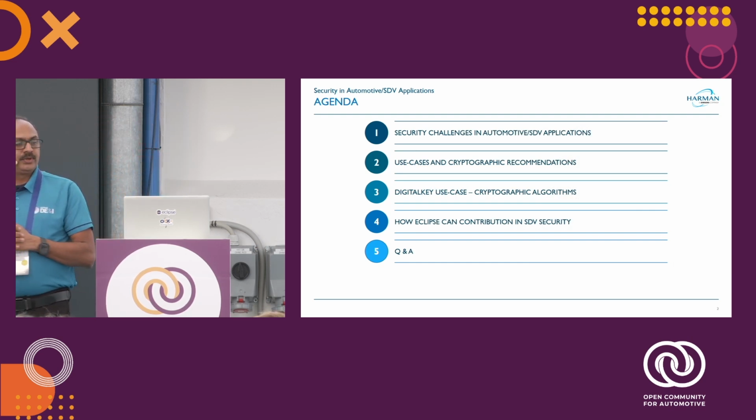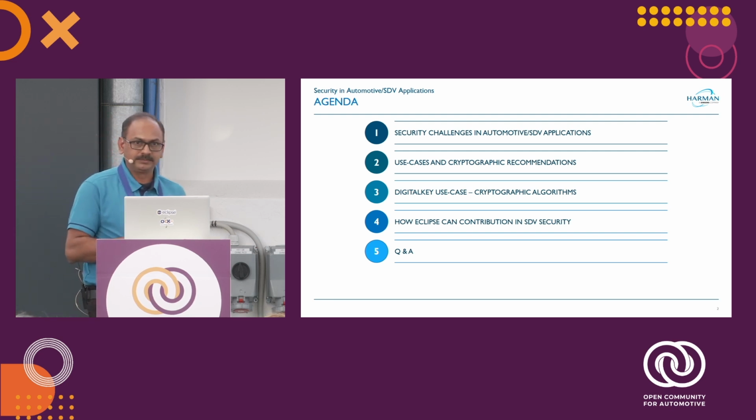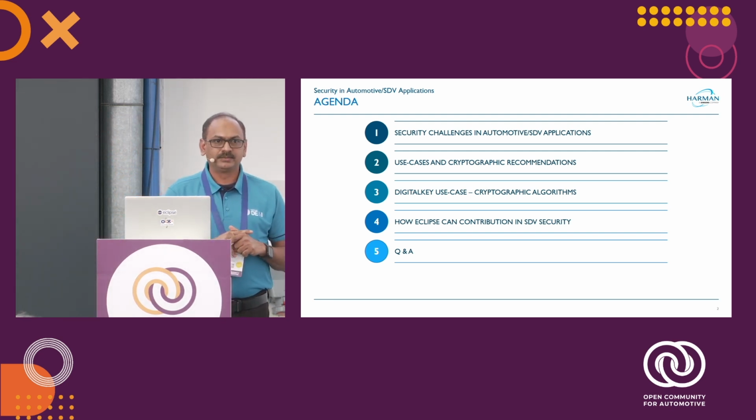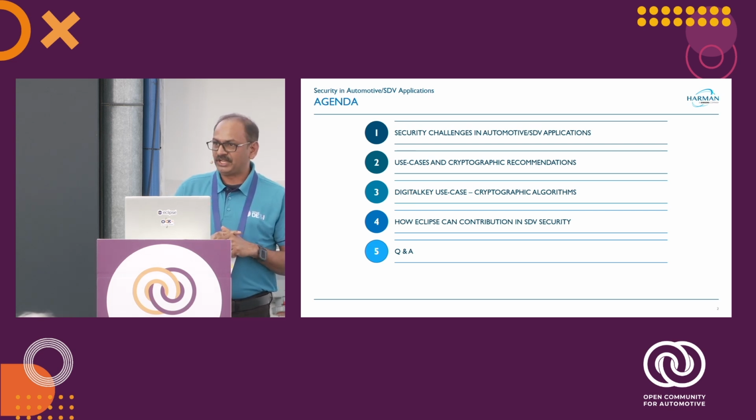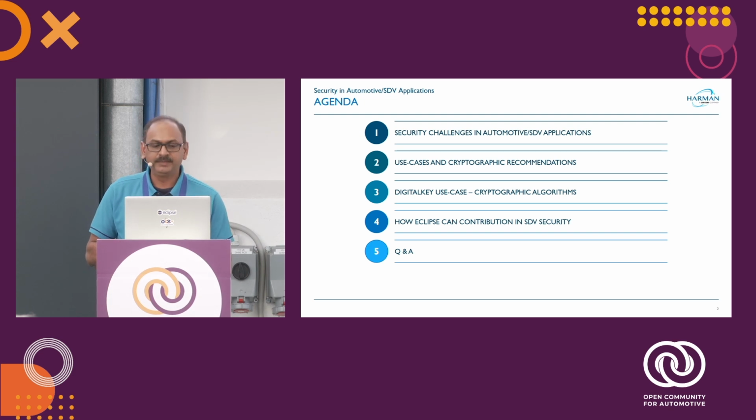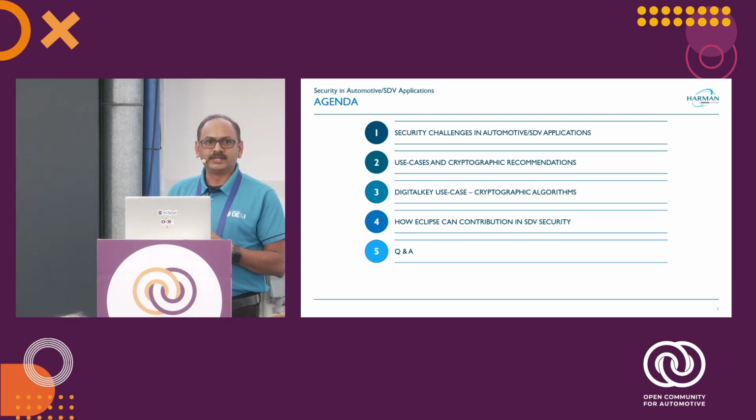So my story here is to explain what are the challenges that on a day-to-day basis we face in the automotive applications, and how we deal with these use cases, especially the use cases around automotive and SDV, and what are the cryptographic algorithms that we recommend in those use cases. Also, one use case is remote access, trying to access your car using a digital key solution, and what are the security algorithms that we use there.